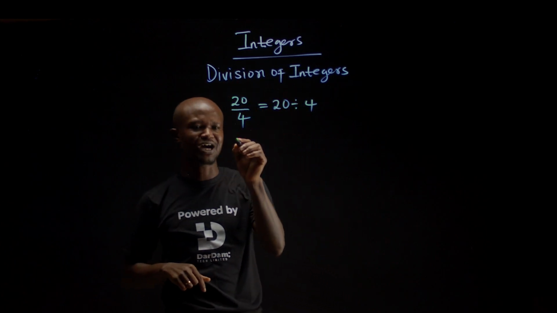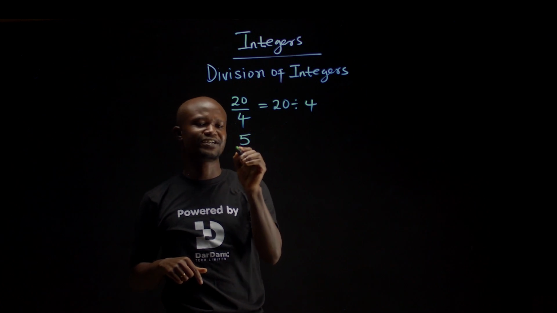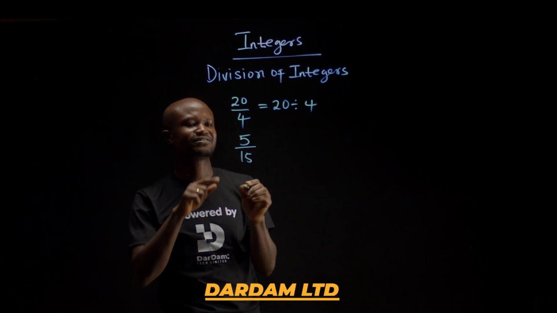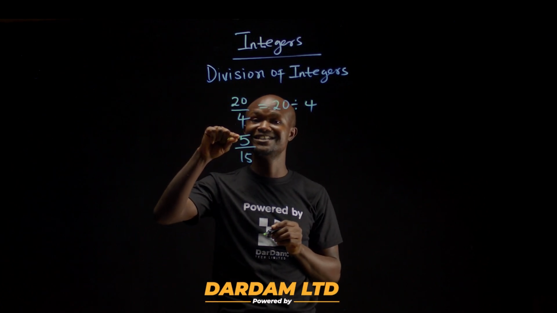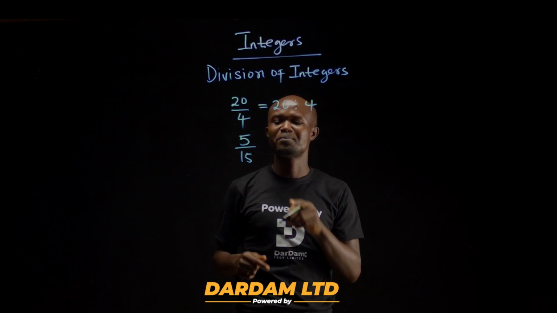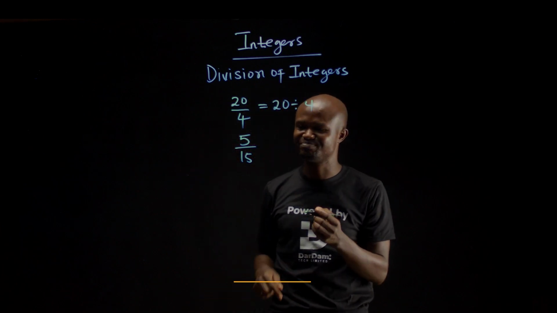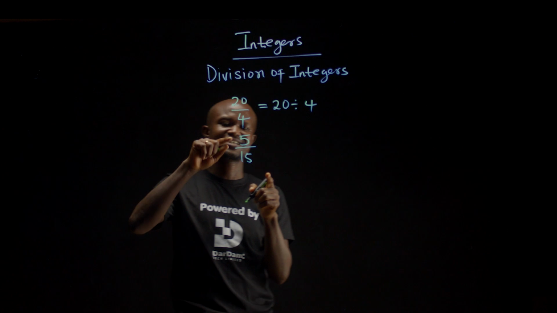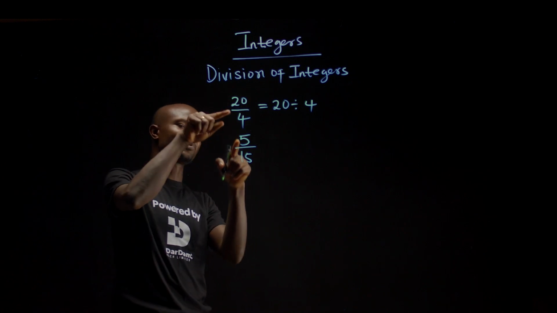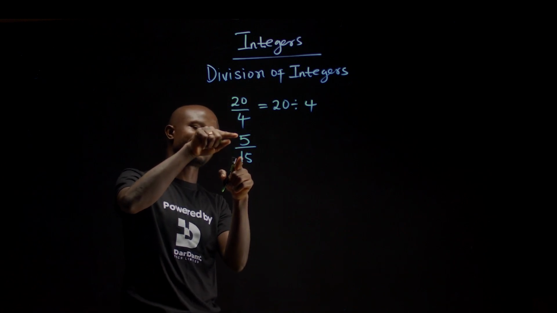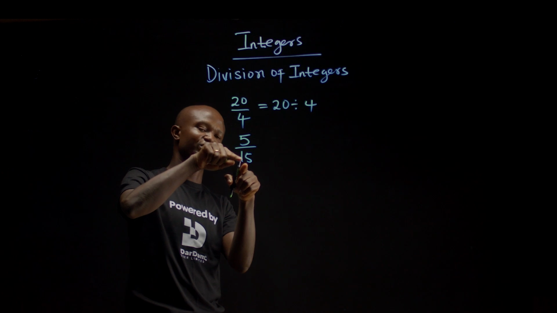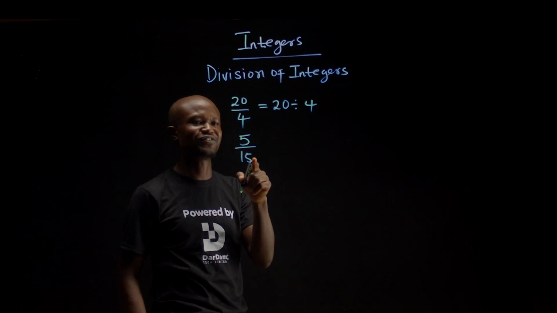But for example, you can have 5 divided by 15. Here, the dividend is what? It is 5. But the divisor is 15. So in this case, the number that you are using to divide the dividend, which is 15, is your divisor. So take note of that.